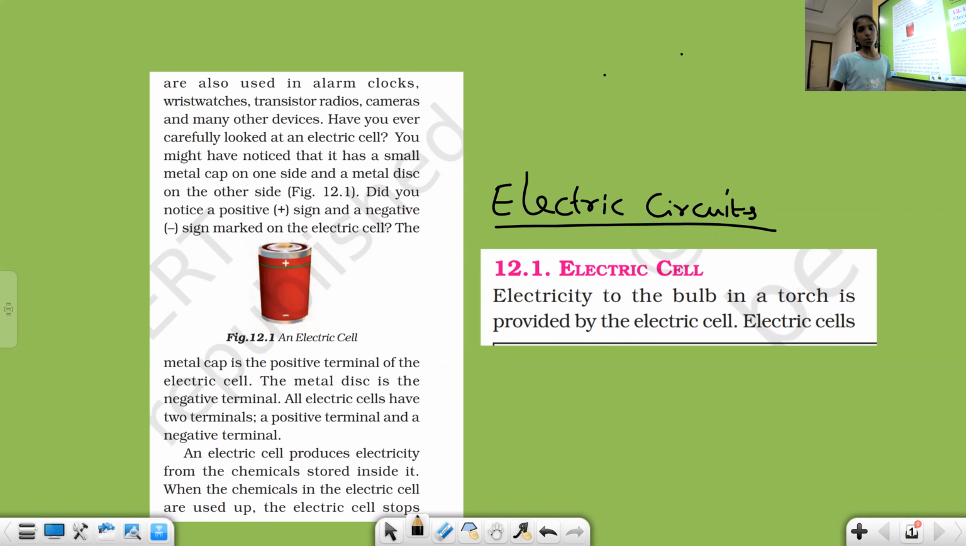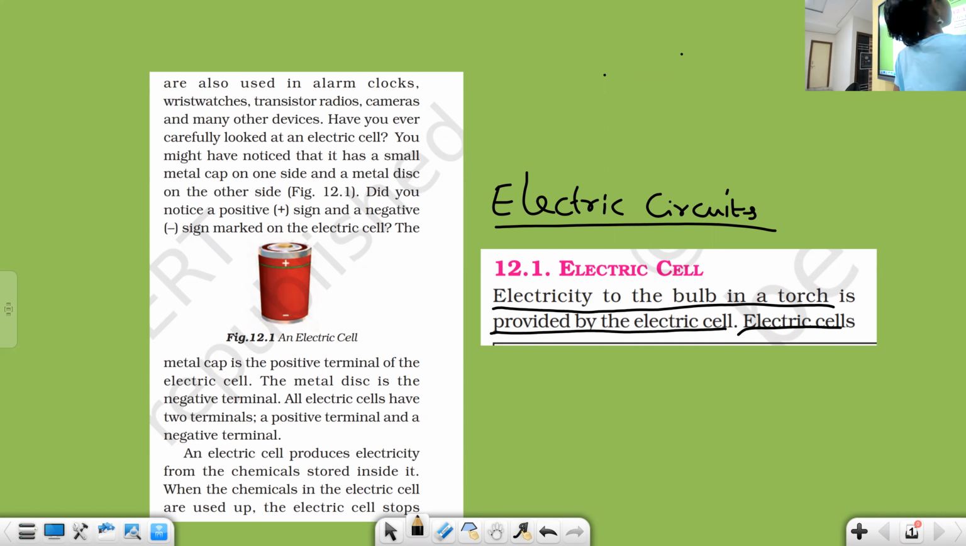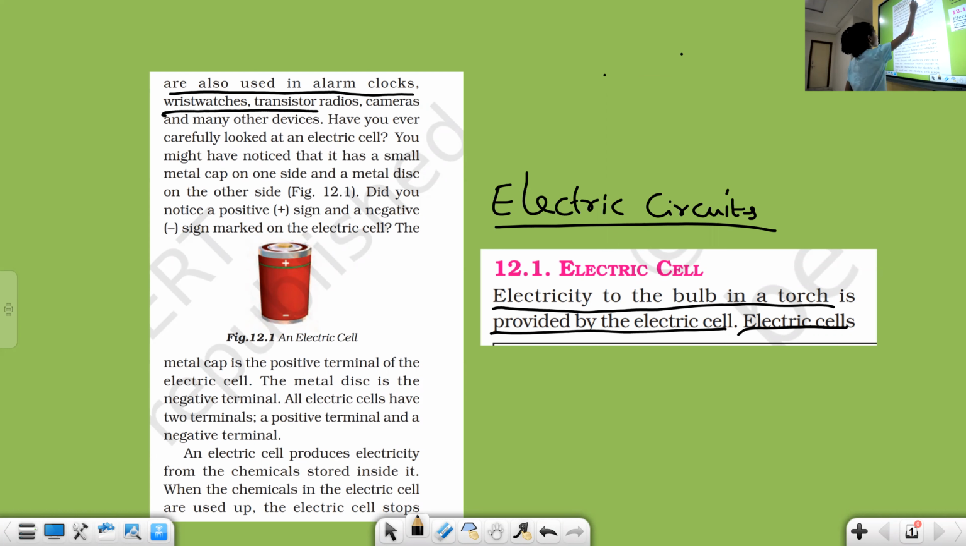I'm a sixth class student, and I'm teaching a physics lesson, electric circuits. First, we should discuss electric circuits. Electricity to the bulb in a torch is provided by the electric cell. Electric cells are also used in alarm clocks, wristwatches, transistor radios, cameras, and many other devices.